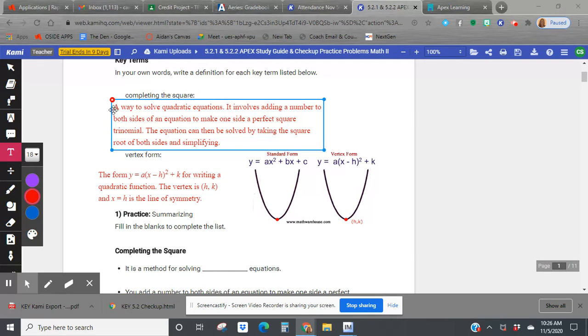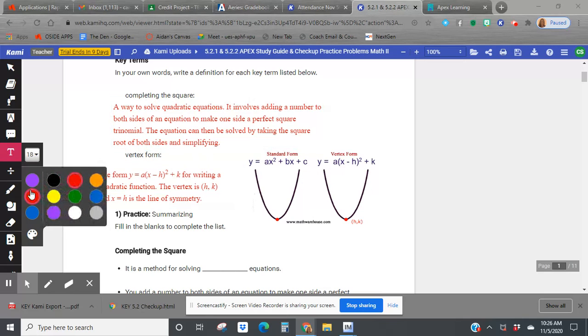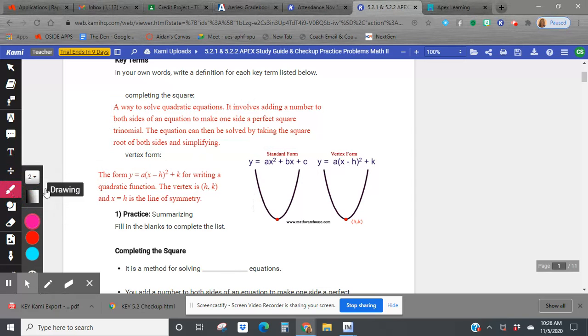Completing the square is a way to solve quadratic equations. It involves adding a number to both sides of the equation to make one side a perfect square trinomial, and then the equation can be solved easily by taking the square root of both sides. So what does that mean?